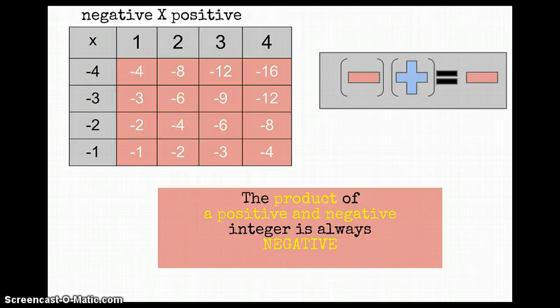In this portion of the array, we were taking a negative integer and multiplying it by a positive integer. As you can see by our answers, the product of a positive and negative integer is always negative. We will use red to represent our negative integers.